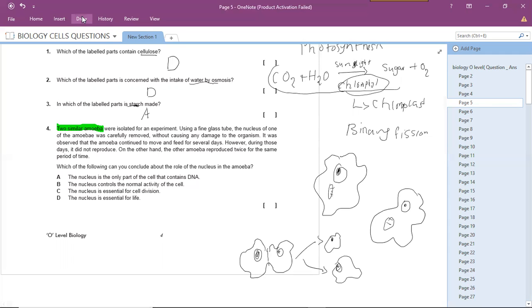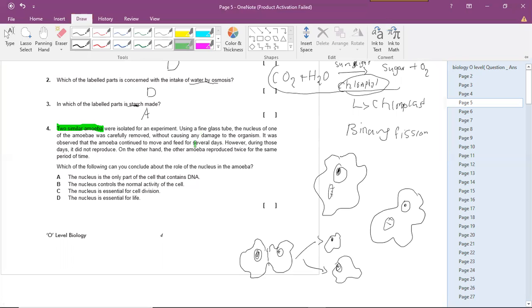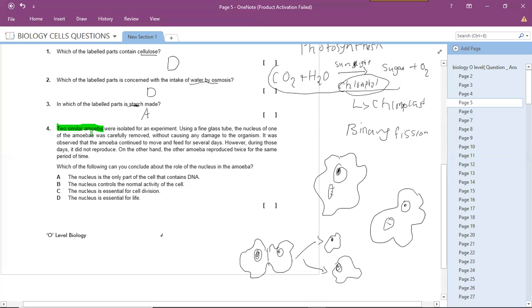So let's go back to the question. Now that we know what an amoeba is, two similar amoeba were isolated for an experiment. Isolate means capture and observe, probably on a petri dish of some sort. They were isolated using a fine glass tube.